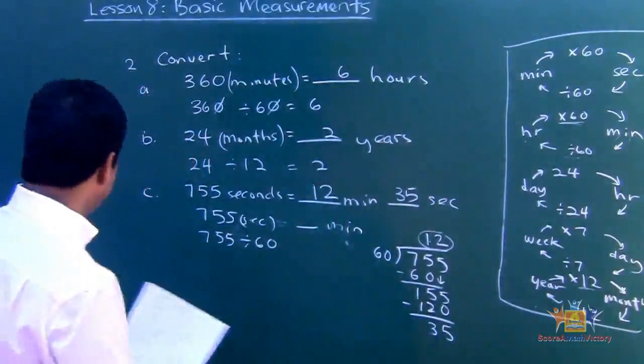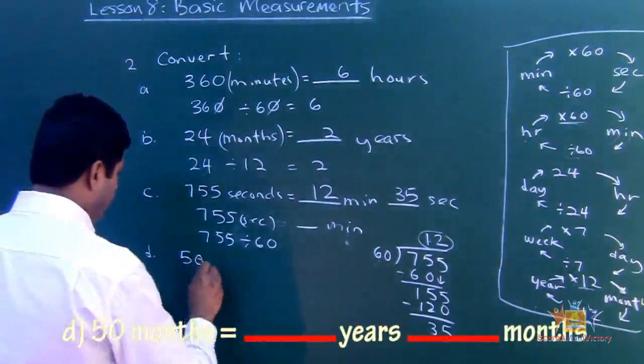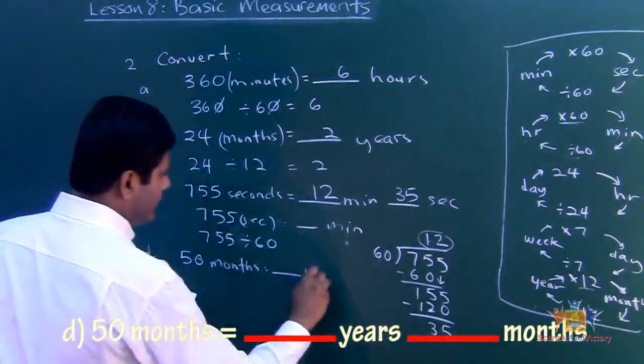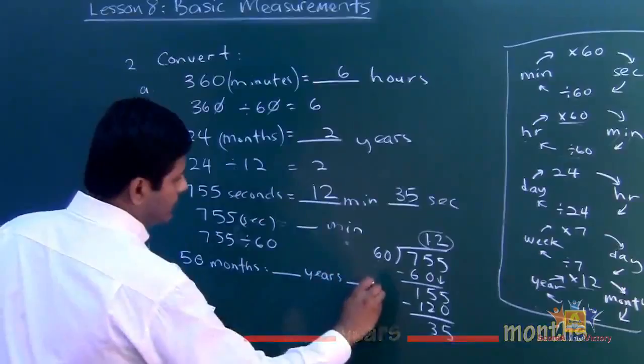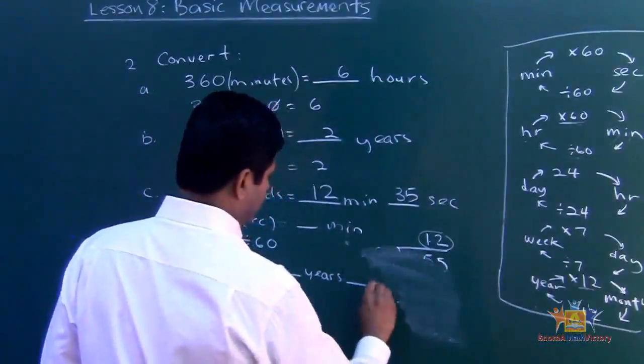Okay, let's look at D. Now D, you're given 50 months. Okay, 50 months equals to how many years and months? All right. So let Mr. Mac erase this out. Months.